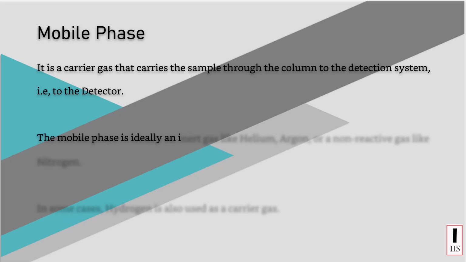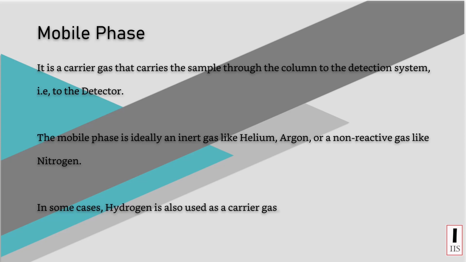The mobile phase is ideally an inert gas like helium, argon, or a non-reactive gas like nitrogen. In some cases, hydrogen is also used as a carrier gas.